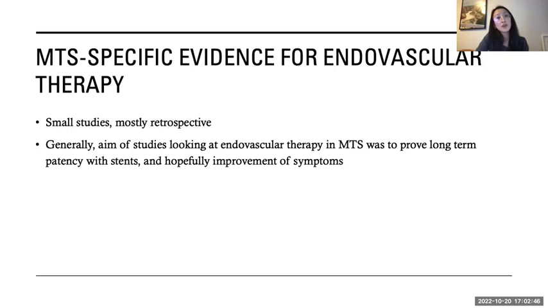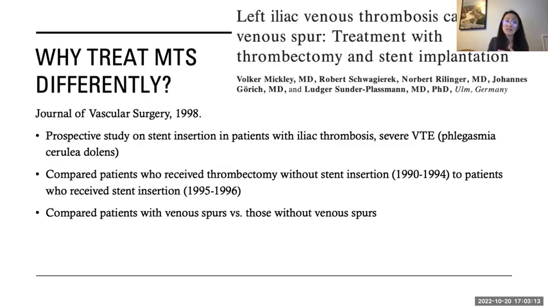So that is the evidence for proximal DVT and what the guidelines say about proximal DVT. And now I will go into why MTS is a little bit different. So these are all small studies. They are mostly retrospective. And the aim of these studies is mostly to prove that long-term patency can be achieved with stents and to hopefully look for improvement of symptoms. First, I'm going to talk about why MTS is thought to be different than other types of VTE.